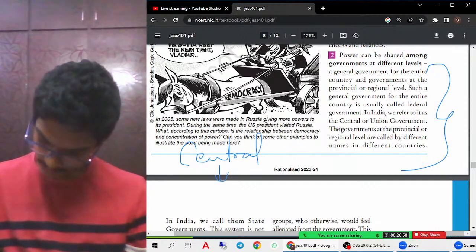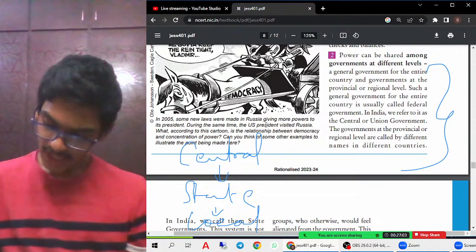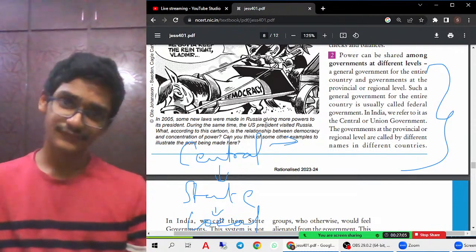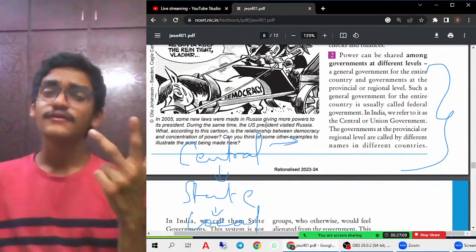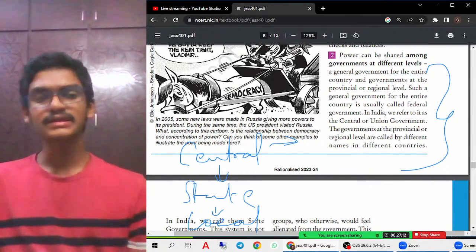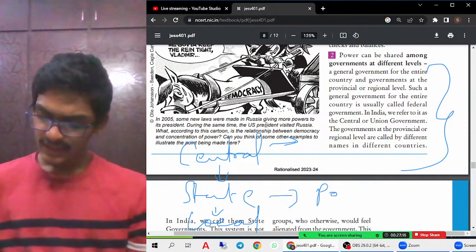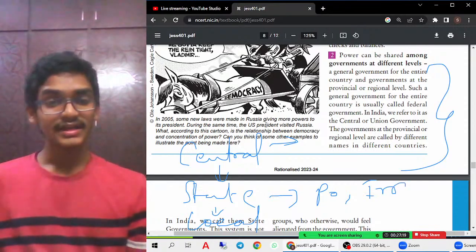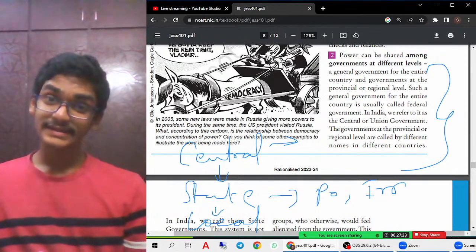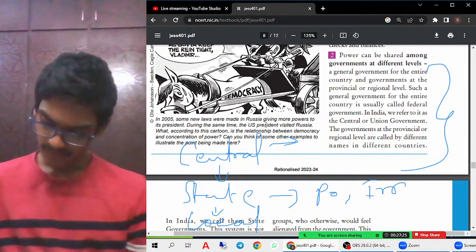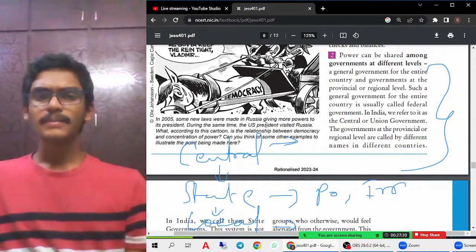Next is the state. Next is the local government. So the central government will have the power regarding different matters, like banking, communication, foreign affairs, and defense. And the state government has the power regarding the police, irrigation facilities, IT developments, that is economic development, and the commerce sector also.